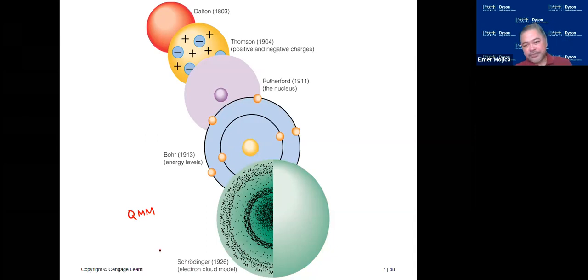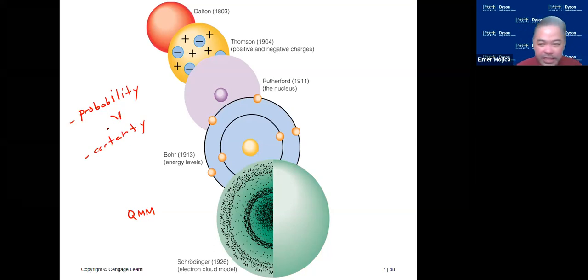In the model put forth by the quantum mechanical model, which is spearheaded by Schrodinger, the electrons have more to do with probability than certainty. Schrodinger and Heisenberg said the electron is most likely found in a region, not in a specific area. So the model is based on the probability of where to find what we call the electron.